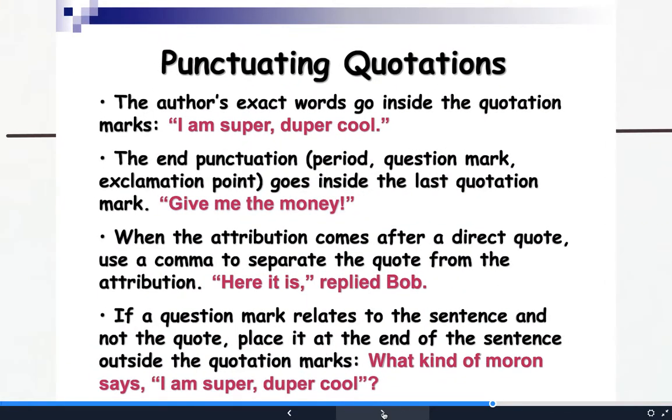Punctuating quotes: you need to make sure that the author's exact words go inside the quotation marks. The end punctuation goes inside the last quotation marks. And when the attribution comes after a direct quote, use a comma to separate the quote from the attribution. If a question mark relates to the sentence and not the quote, put it at the end of the sentence, outside of the quotation mark.